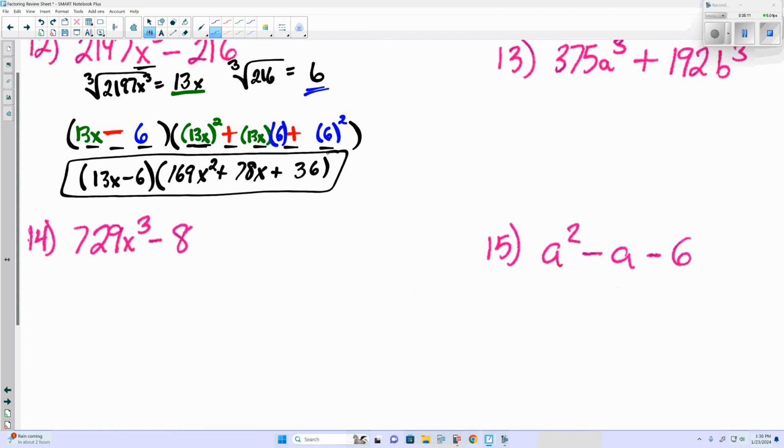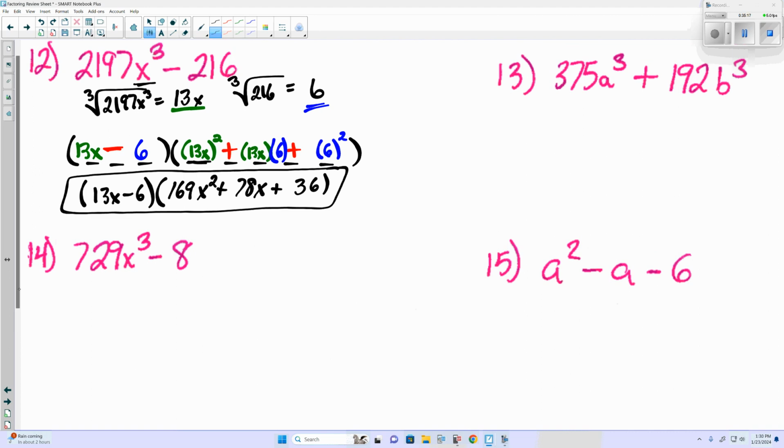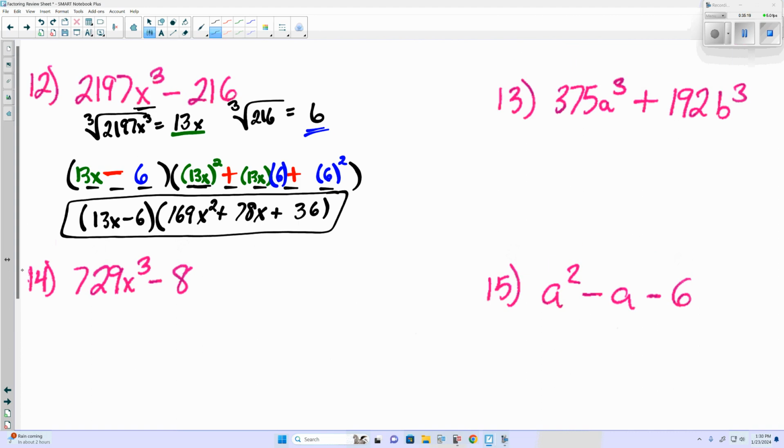Questions on number 12? Let's look at number 13. 375a cubed plus 192b cubed. Well, this is either a sum or difference of perfect cubes. The giveaway is our a cubed and b cubed. But again, we still need to look for a greatest common factor if there is one.